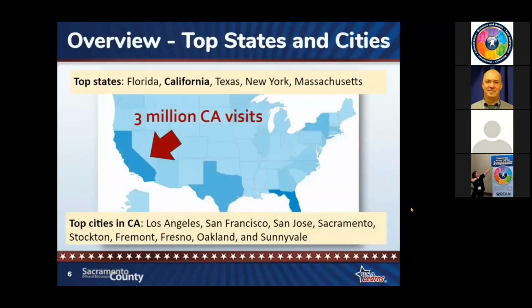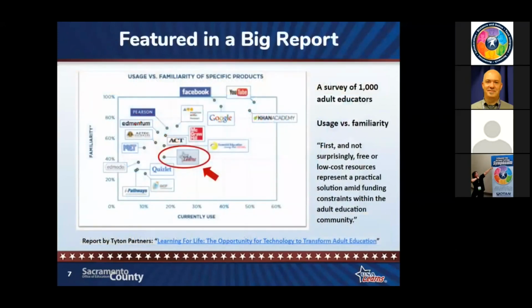Okay. So as you can imagine, the border states are really the top users of USA Learns. Florida, California, Texas, New York, Massachusetts are the biggies. And some of our top cities are Los Angeles, San Francisco, San Jose, Sacramento. And you can see the list there: Stockton, Fremont, Fresno, Oakland, and Sunnyvale. You just might see your city there. And if you don't see it there, I bet some people from your area are using it anyway. One thing I like to share with people is that USA Learns was featured in a big report that was done by a group called Titan Partners a few years ago. It's called Learning for Life: The Opportunity for Technology to Transform Adult Education.